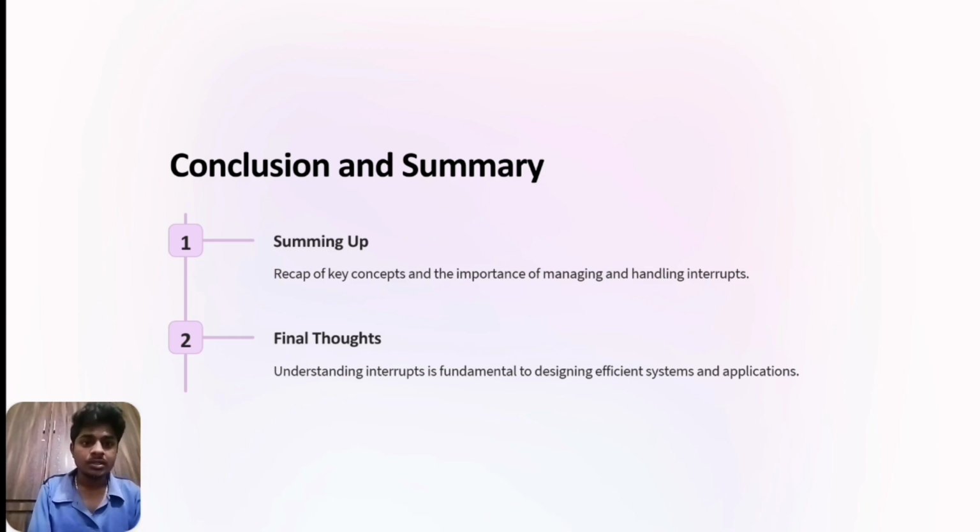Conclusion and summary. Summing up, we recap the key concepts of interrupt importance and managing interrupts. We learned about the different types of interrupts, what an interrupt is, and the ISR. The different types of interrupts are hardware and software interrupts. Final thoughts: understanding interrupts is the main concept by which the execution of the program happens fast, and the compiler executes the program fast.